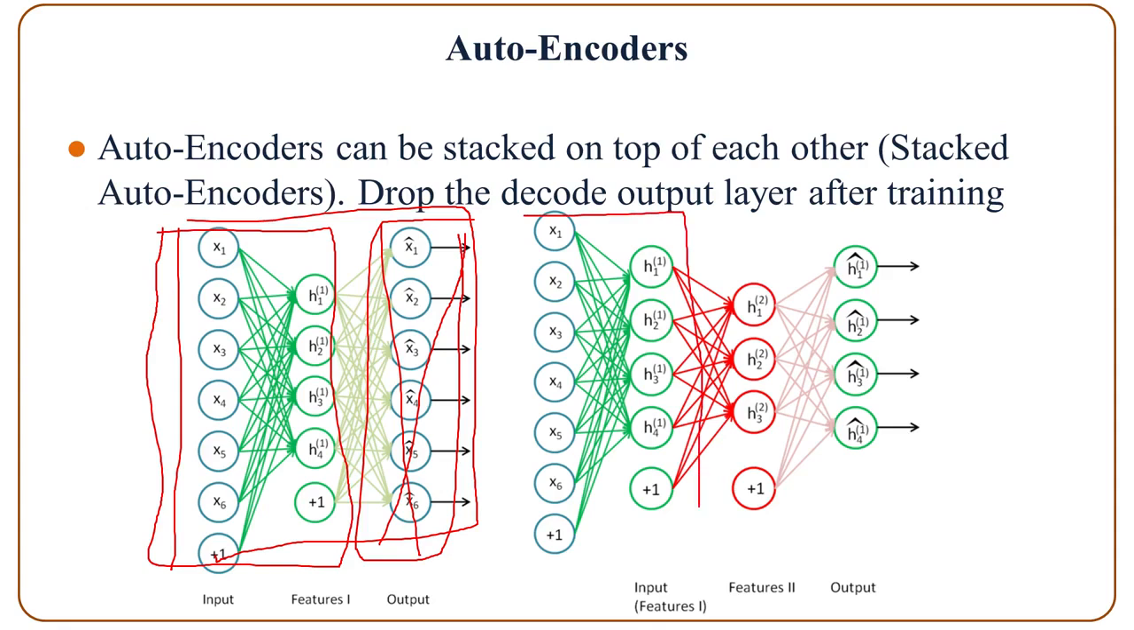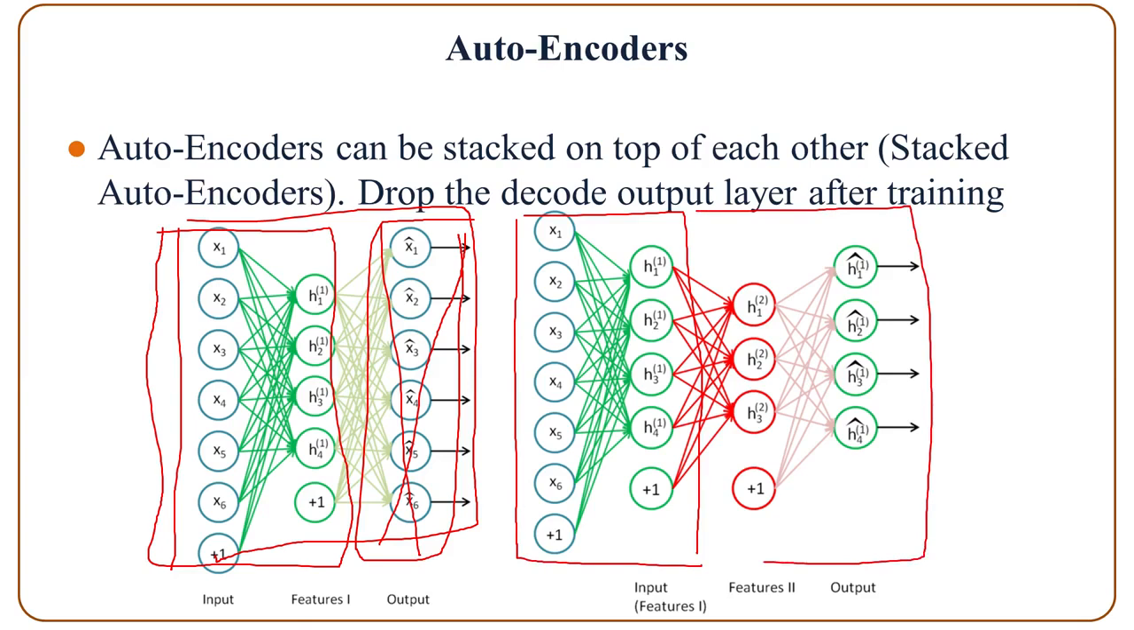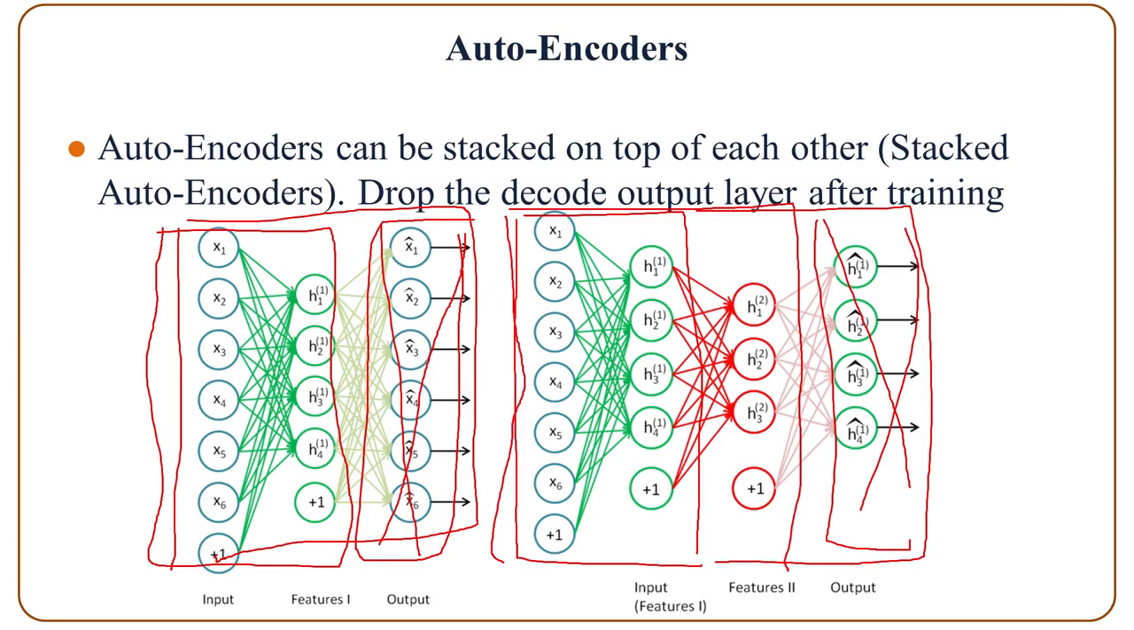This is the existing layers. And then we put a hidden layer and an output layer on top of it. And after training, we remove the output layer. And what we have left is just this, which is the stacked autoencoder.